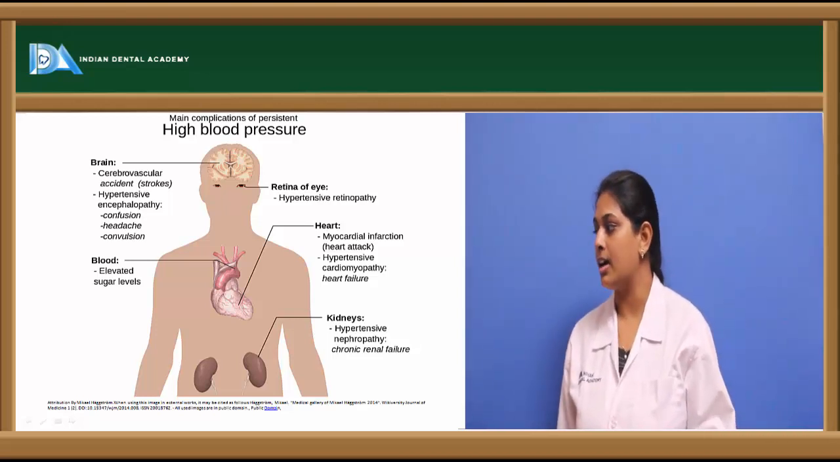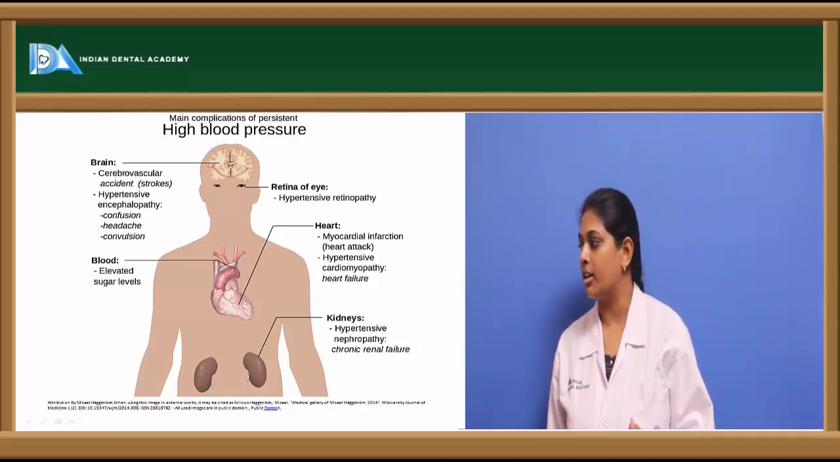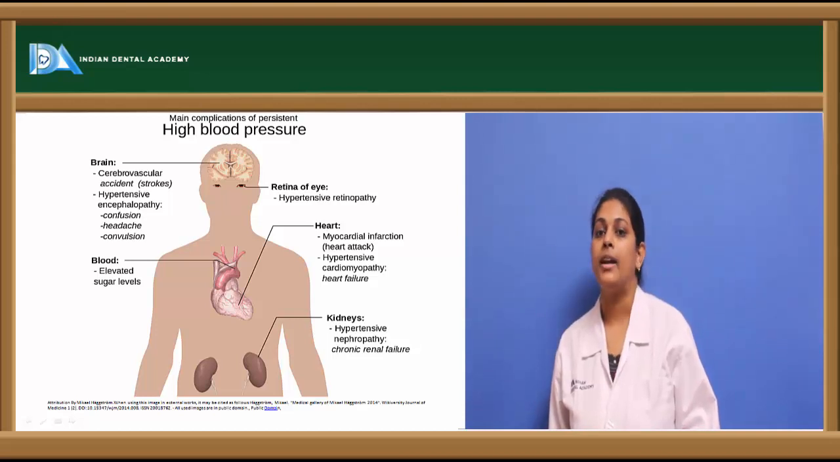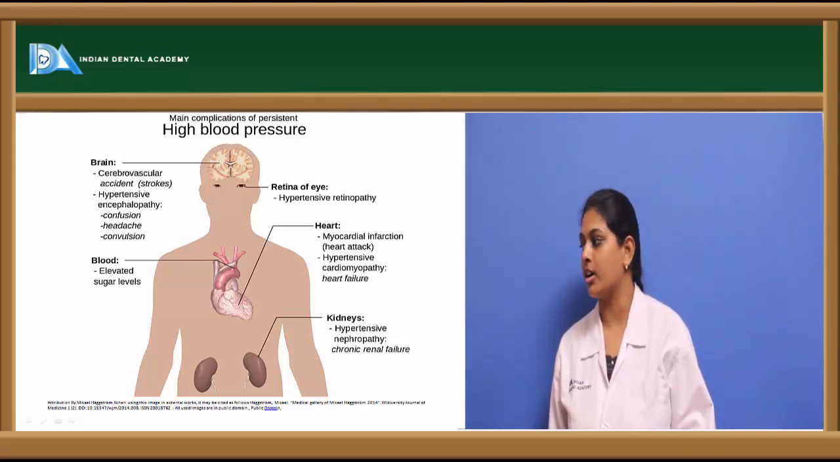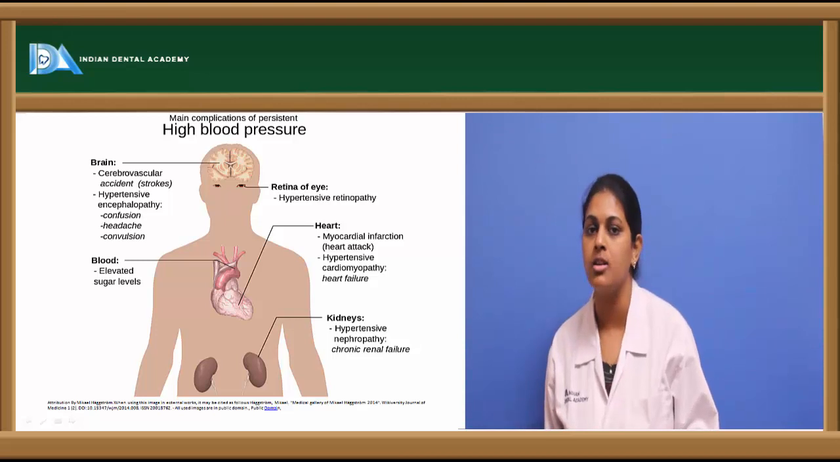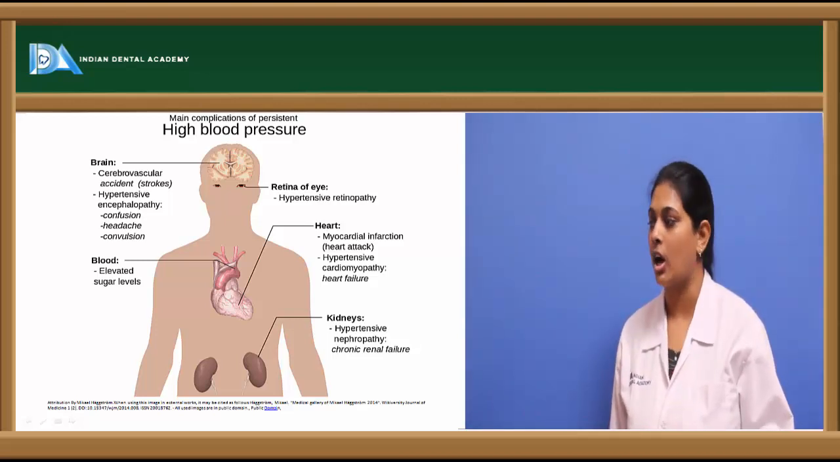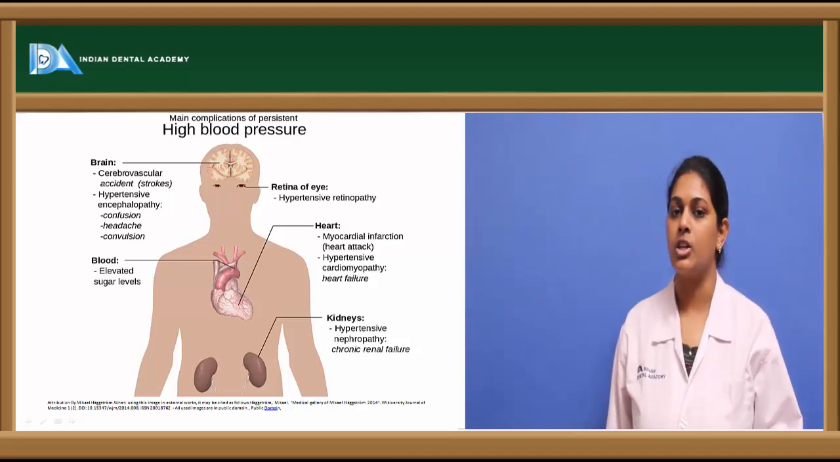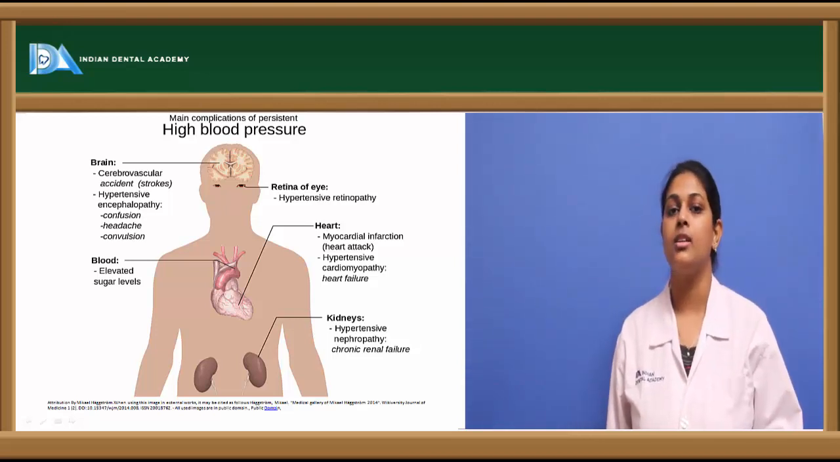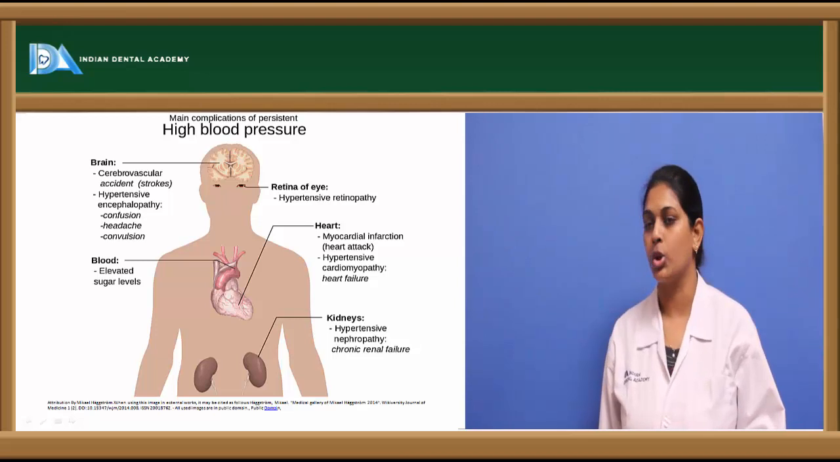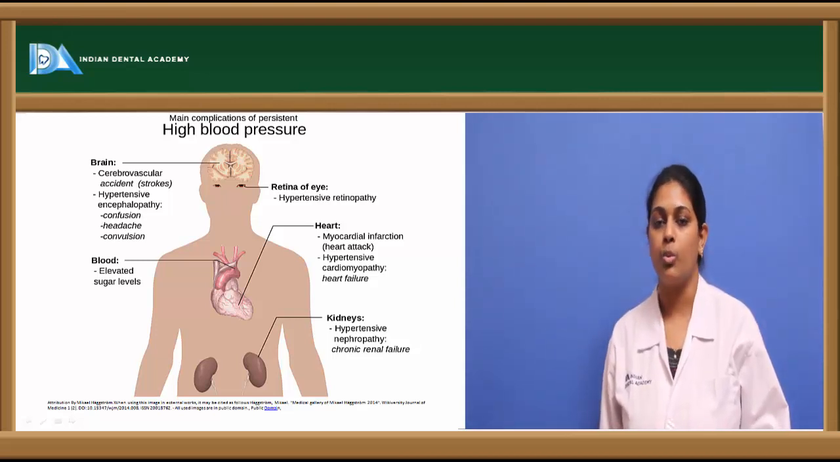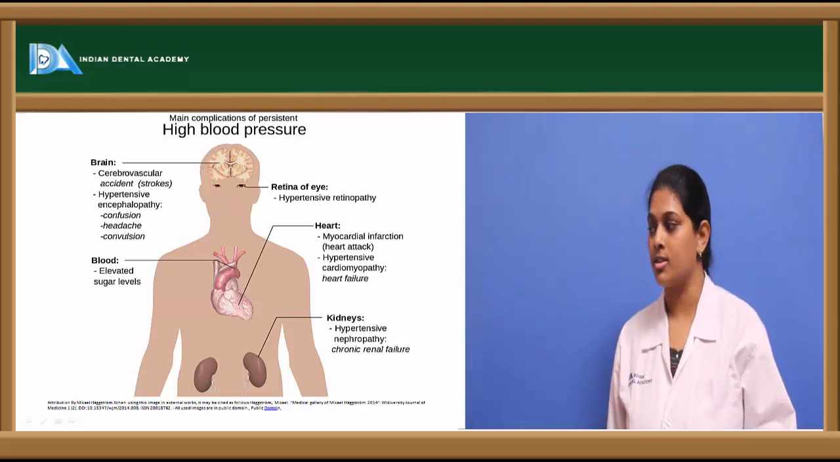When it affects the heart, it results in myocardial infarction, that is, improper blood supply because of the decrease in cardiac output, and associated with it is hypertensive cardiomyopathy because of the alteration in the cardiac output, and this results in heart failure. Other than that, we see elevated sugar levels, which could be one of the contributing factors for hypertension to progress in nature.